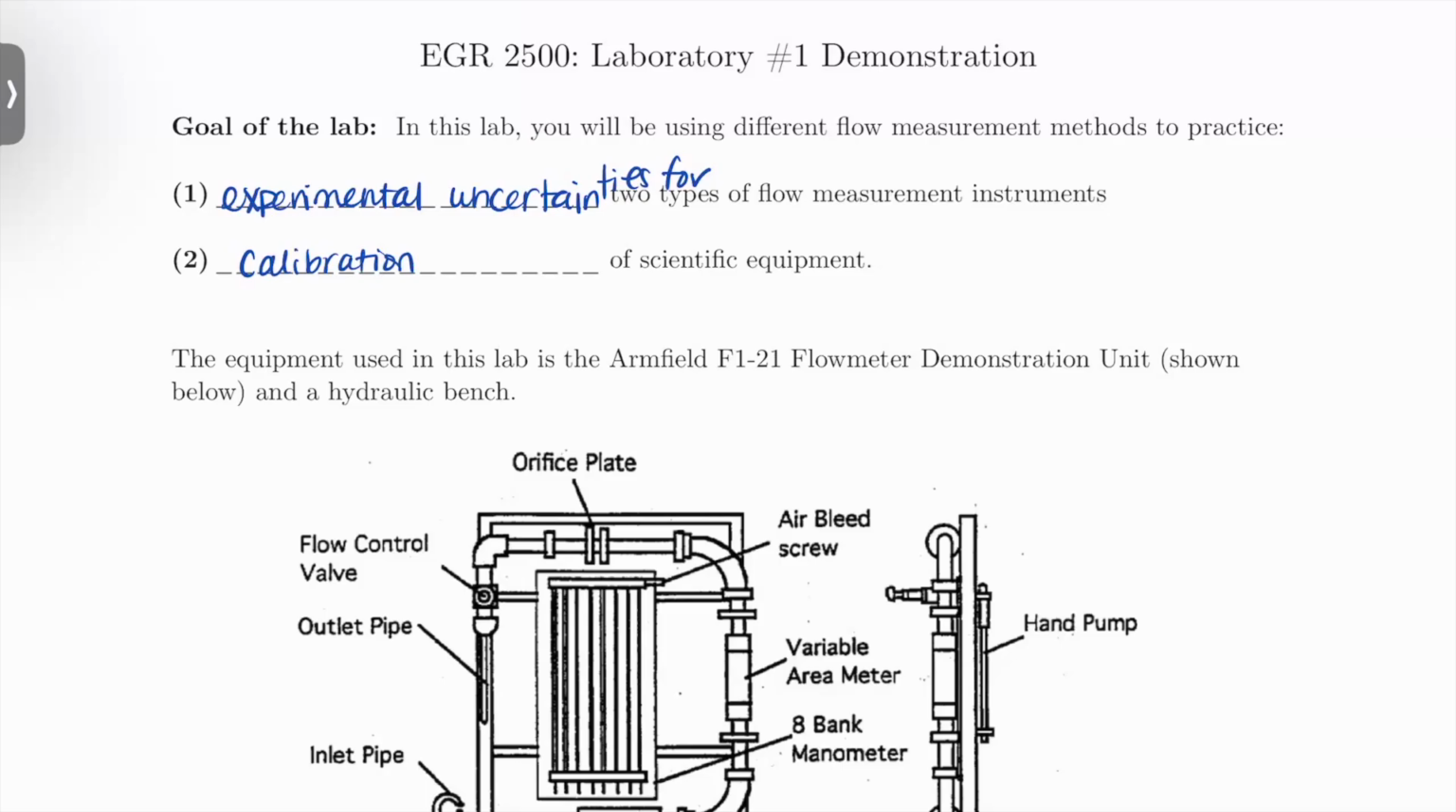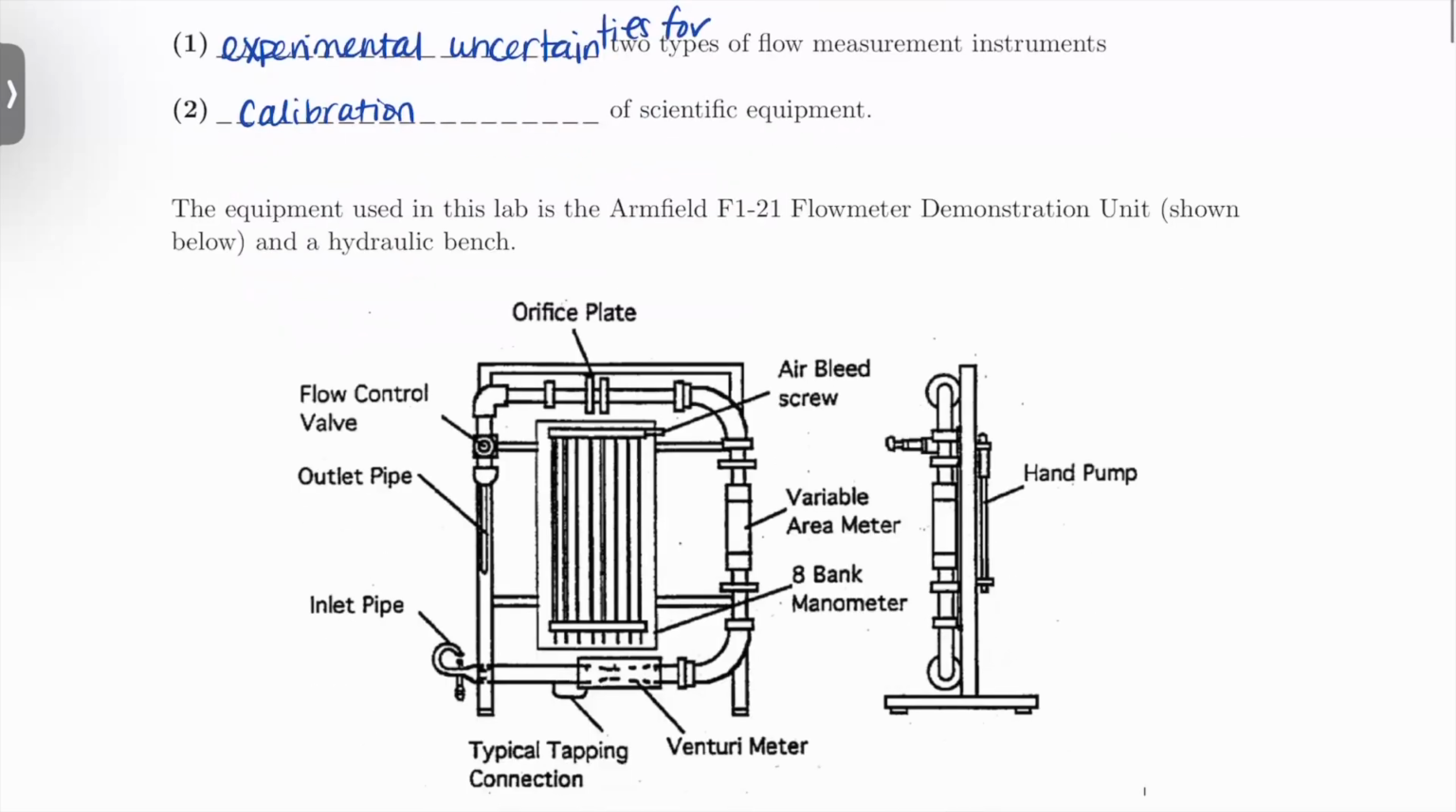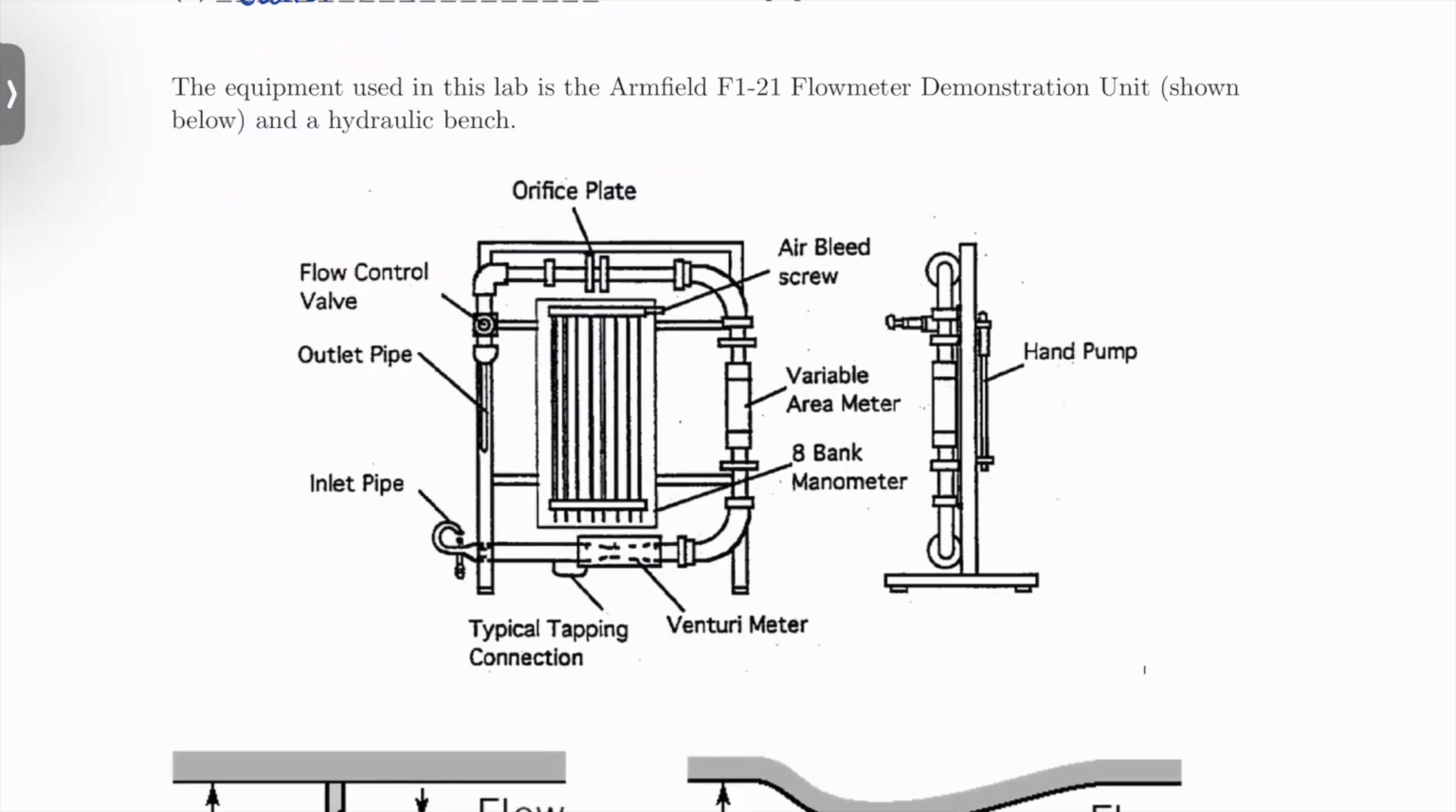The equipment that we're going to use in this lab is made by Armfield. It's a flow meter demonstration unit. There's a schematic right here on the board. And then we're also going to be using a hydraulic bench. That's what's sitting right over there in front of the sink, the orange and white thing. That's going to basically provide water flow and then a place for the water to go after it goes through the demonstration unit and then it circulates in there. And this schematic is the rig that's sitting right on top of that.